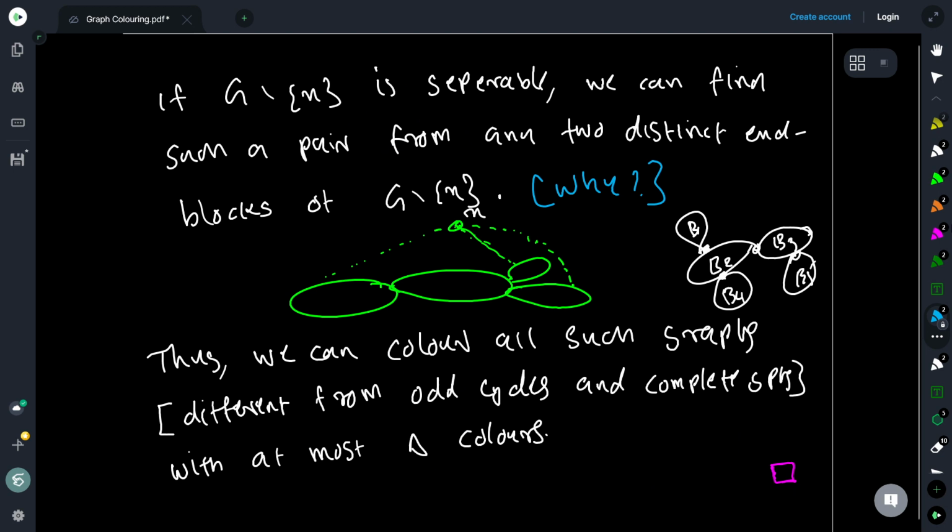So now we can assume that the graph G minus the vertex x is separable for some vertex x. Suppose we have the graph G and a vertex x that we have picked, and G minus x has some cut vertices. This means that it is separable. It could have several cut vertices.